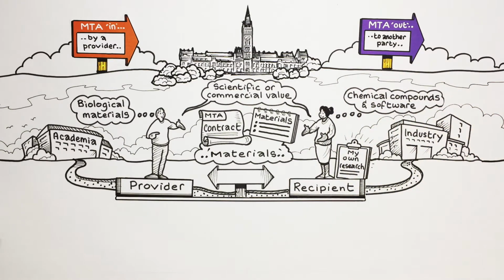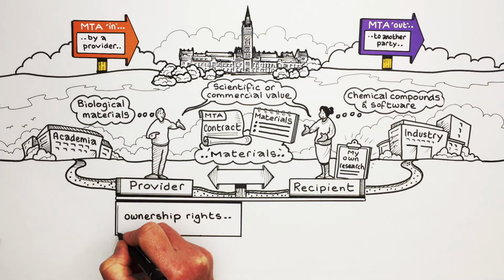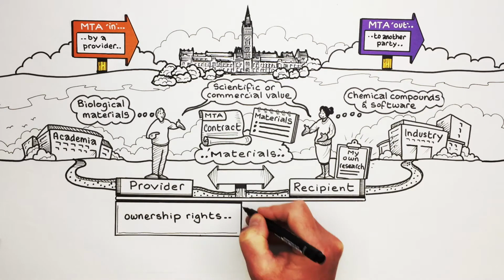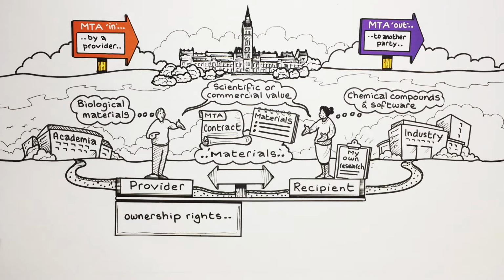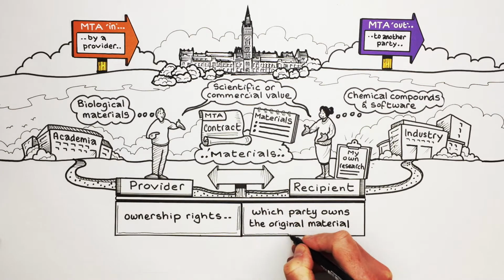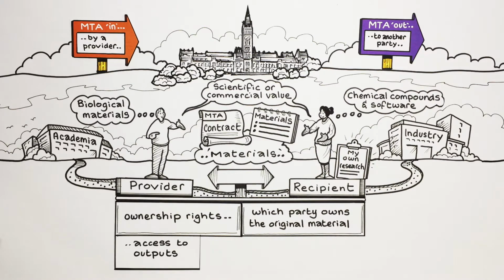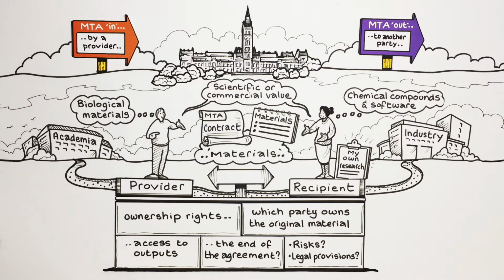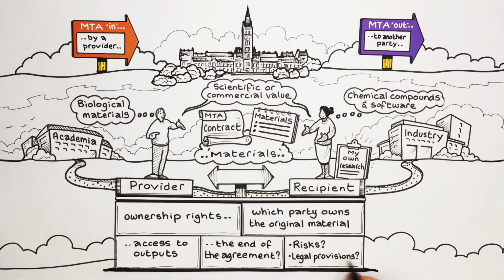Additional purposes for an MTA are to define and negotiate the ownership rights of any resulting intellectual property, or IP, inventorship, publications and confidentiality; provide information regarding which party owns the original material; disclose each party's access to outputs from the agreement; put requirements in place for what happens to a material at the end of the agreement; and specify any risks involved, identifying any legal provisions that are required, such as regulations, reporting requirements, warranties or indemnities.